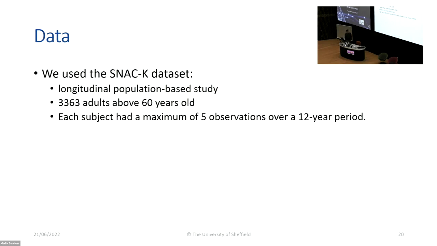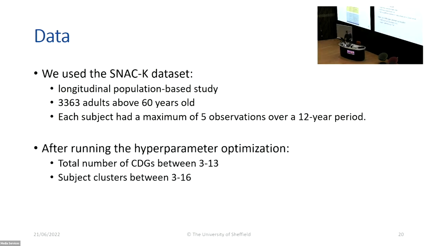To analyze, we chose the SNAC-K dataset, which is a longitudinal population-based study from Sweden. It's a study of over 3,000 adults above the age of 60. Each subject had a maximum of 5 observations over a 12-year period. After running the hyperparameter optimization, we found that the number of characteristic disease groups and the number of subject clusters was commonly around 3 to 16. I can go into more detail about this because it doesn't seem that reassuring, so I can talk about this afterwards.